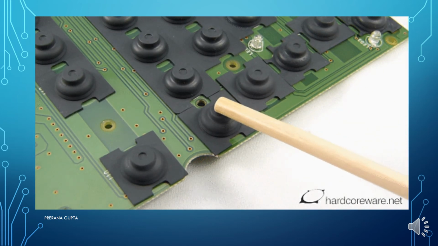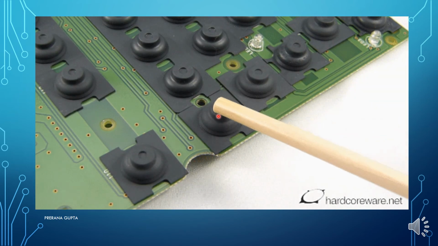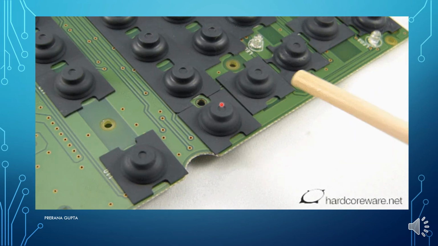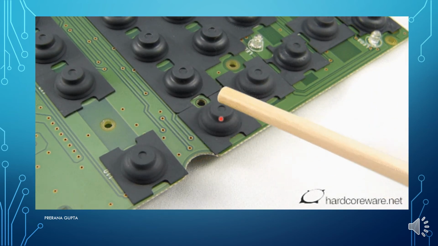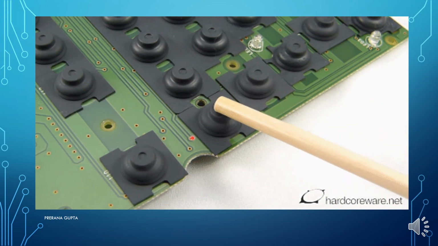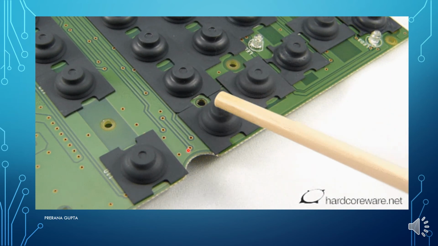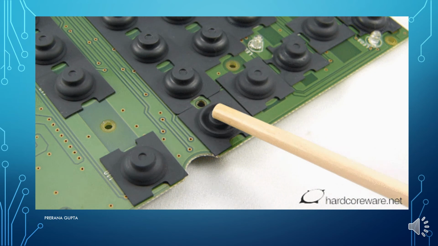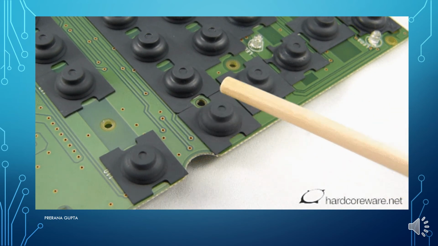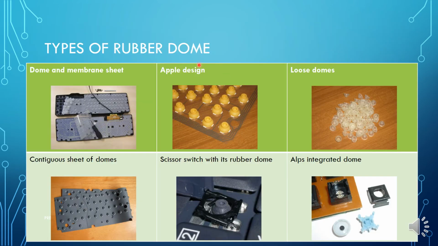So you can see when you press this rubber dome, it is pressed and it comes back to its original position. When it is pressed, the carbon touches the sheet, and this sheet is nothing but a printed circuit board, and then the particular signal is sent to the CPU with the help of the keyboard controller. These are the types of rubber dome.